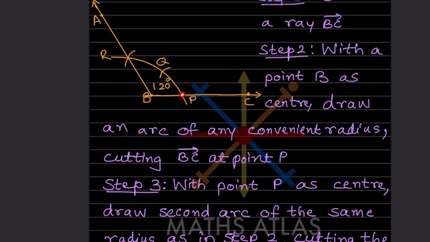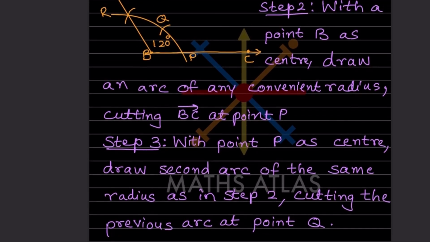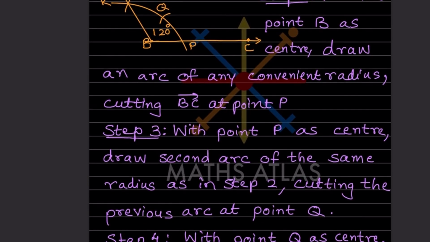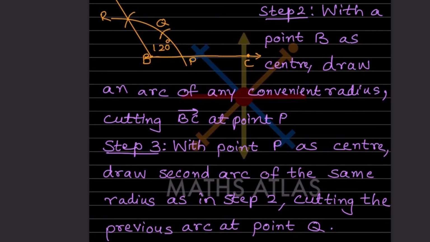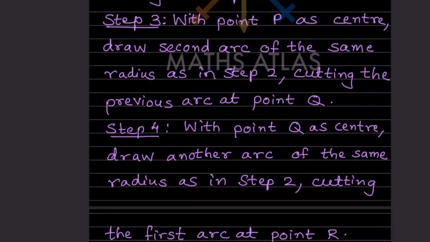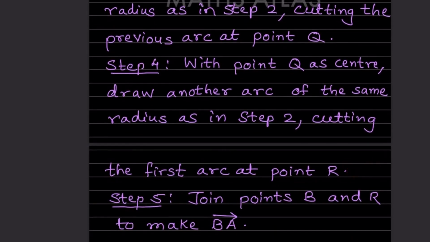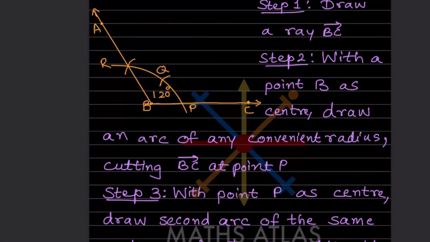You will take this P as center and draw a second arc of the same radius as in step 2, cutting the previous arc at Q, and with Q as center, draw another arc of the same radius. Whatever you took from here to here, the same distance you are going to cut with the compass from this point over here. That is going to be the point R. Already this line is there, and it is going to the point R. So this is done, and join points B and R to make BA. Can you see this line, you are going to join it to make line BA.